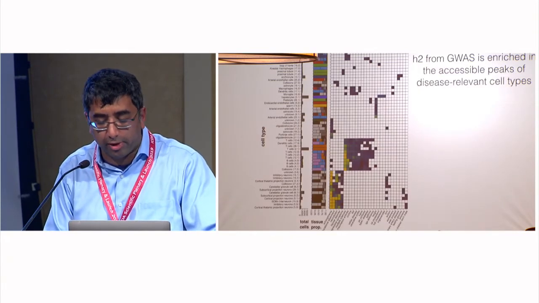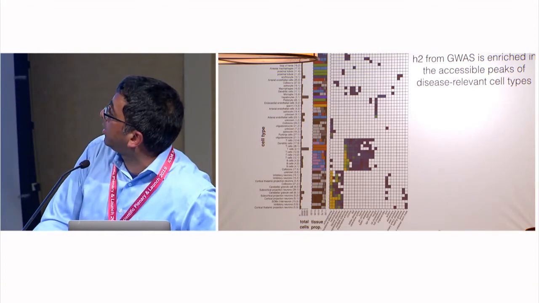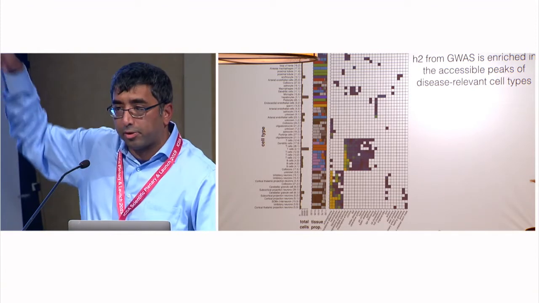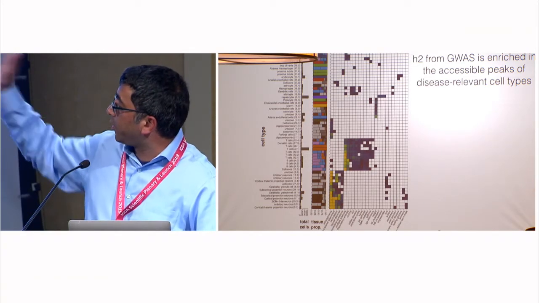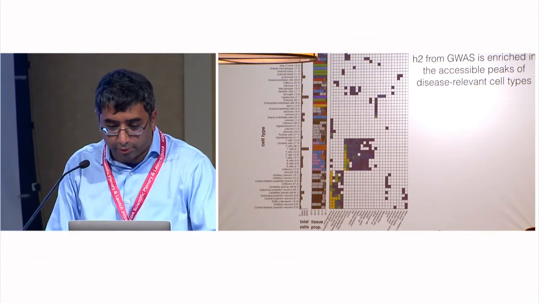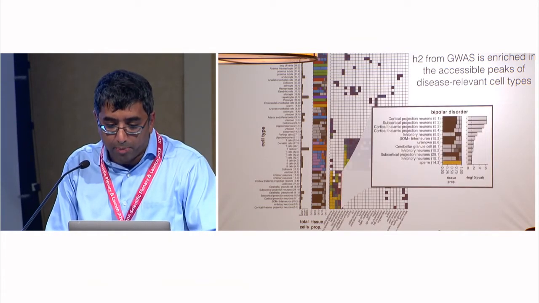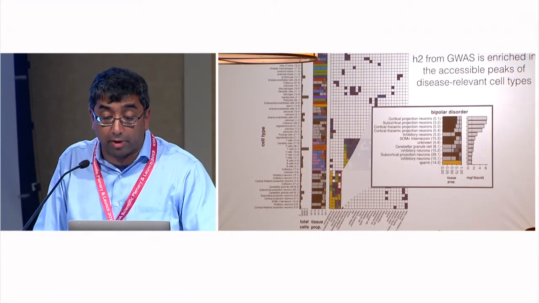And so what do we see? So the rows here are 85 cell types and the various chromatin accessibility profiles, and we're intersecting that with the columns, which are various GWAS studies. And so just to give a few examples, bipolar disorder, you can see that we get enrichment for a variety of excitatory neurons.